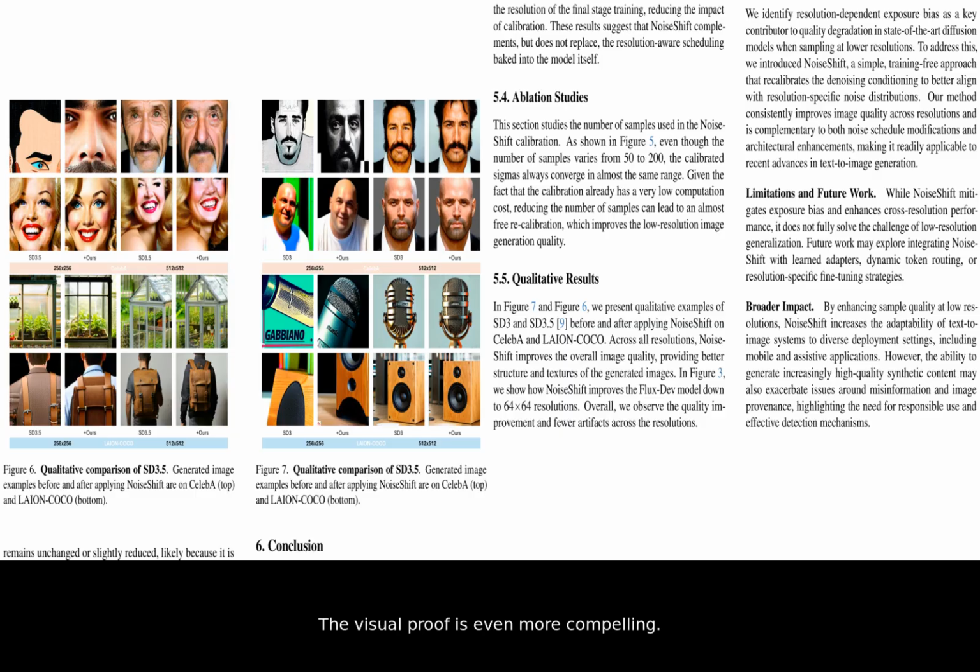The visual proof is even more compelling. Look at these before and after comparisons on faces and objects. On the left of each pair is the original output, and on the right is the output using NoiseShift. The generated images are much more stable, detailed, and free of the strange artifacts we saw before.